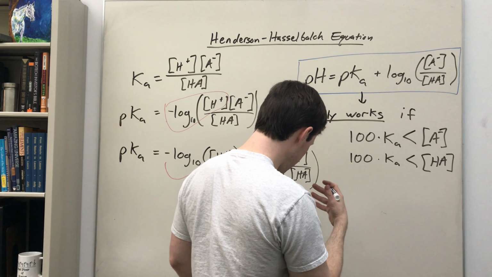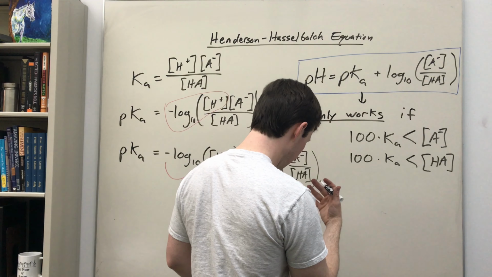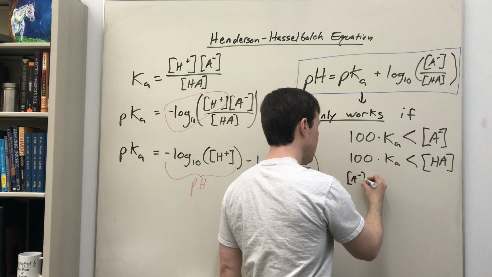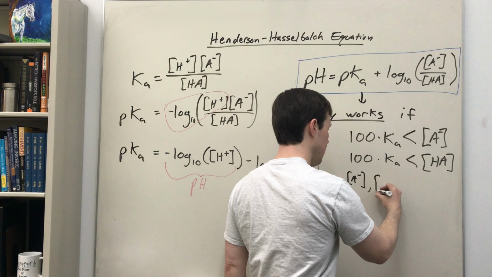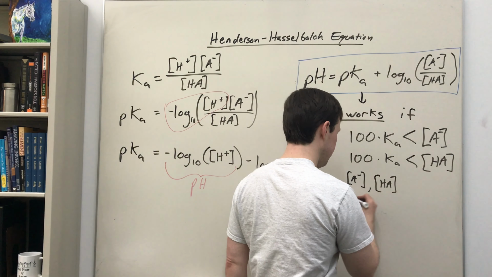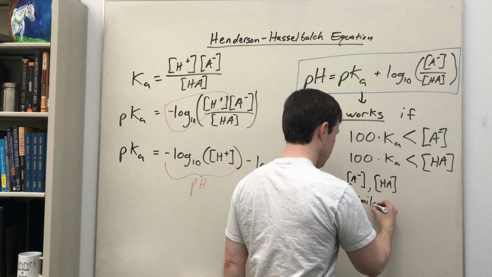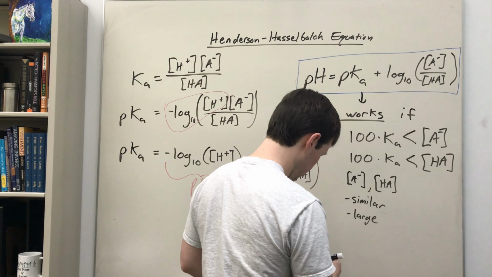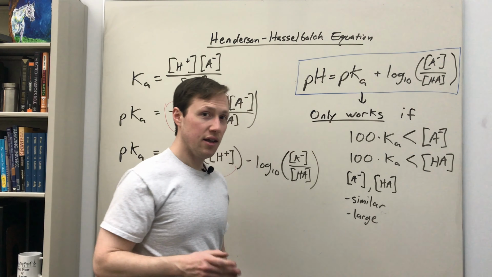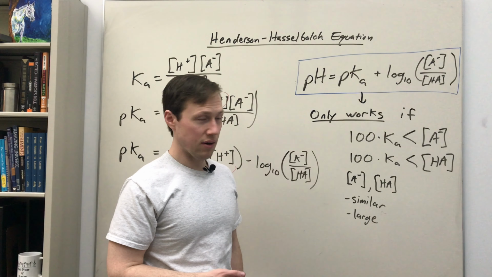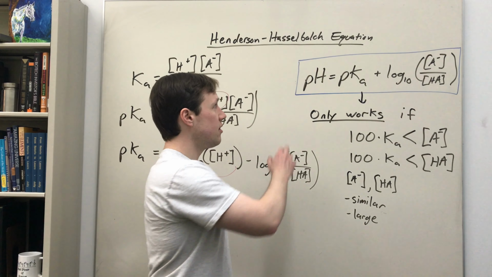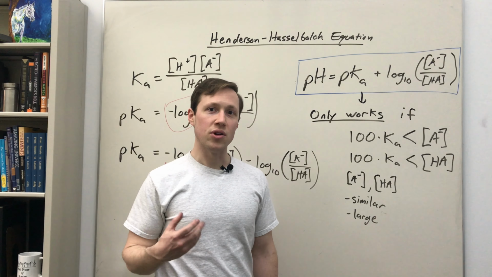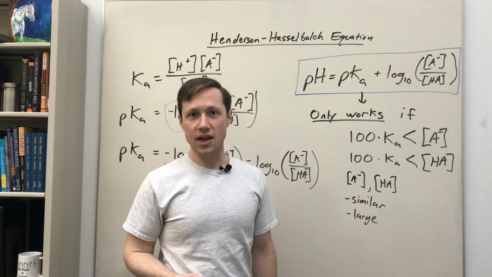So, in essence, we need to have these amounts be both similar and large. If they're not, this equation won't work correctly. That said, this is a very handy equation in a variety of circumstances where you want to get an idea of the pH of a buffer.